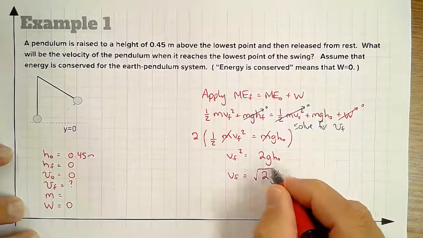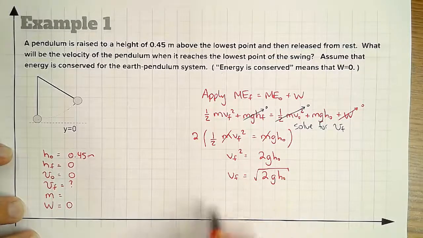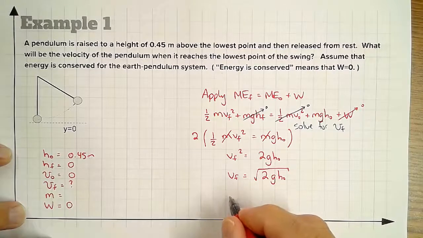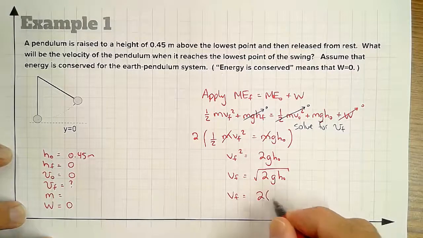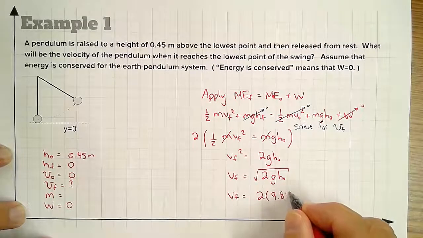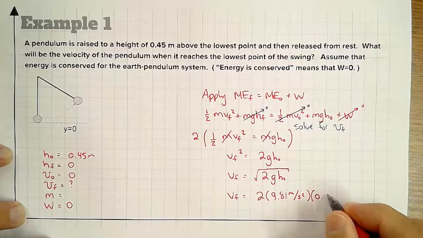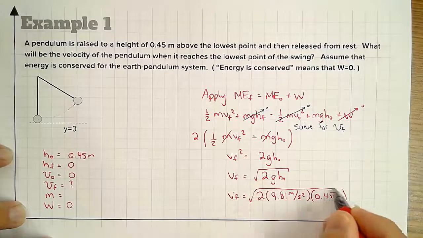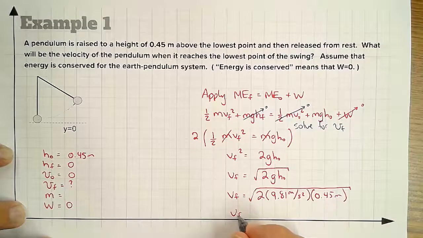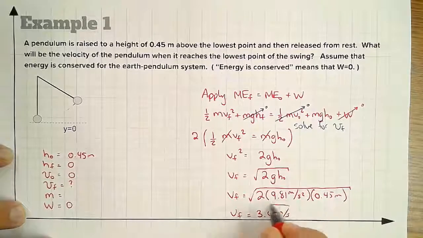Since I don't care about the direction, just how fast it's moving, I'm not going to worry about the plus or minus. So there we go. We have an algebraic expression for the final velocity. To evaluate that expression, I'm going to put in 2 times g, which is 9.81 meters per second squared, times the initial height, which is 0.45 meters. Take the square root of the whole mess. And when I do that, I get a final velocity of approximately 3.0 meters per second.